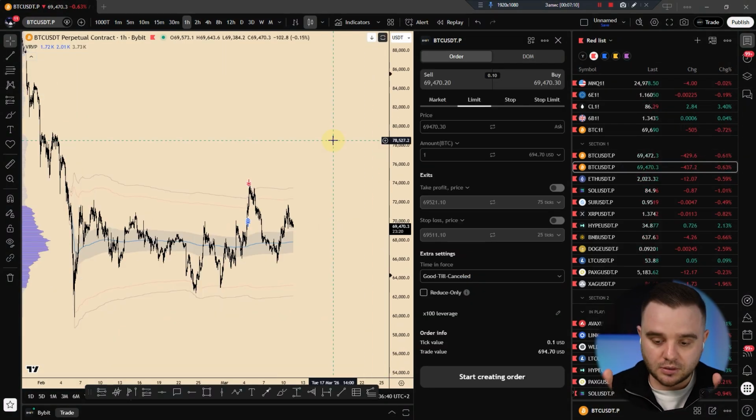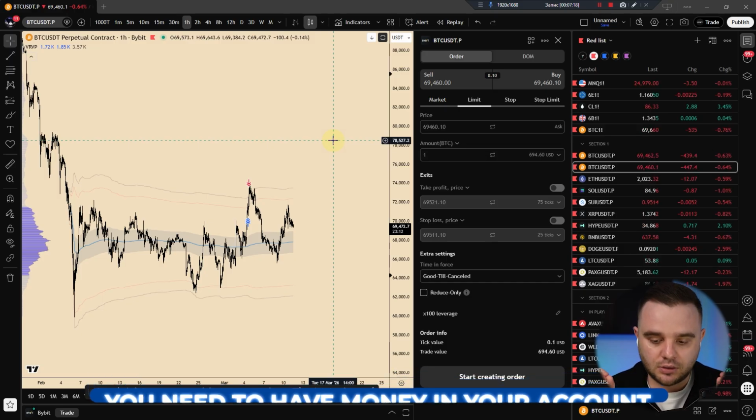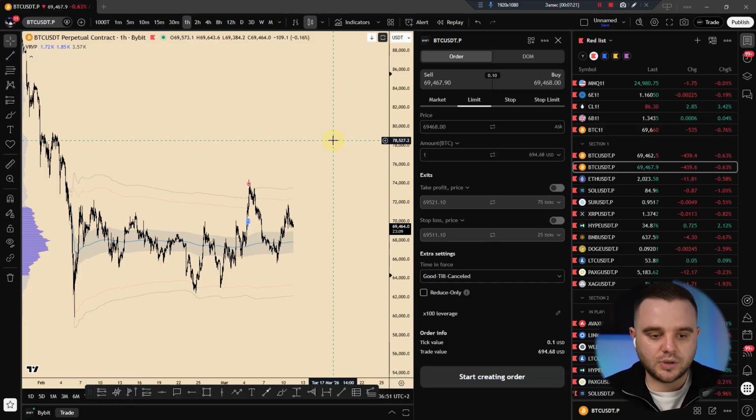Remember, before you start taking trades, you need to have money on your account. When you have it, good. After that, let's do some trades on BTC and also on other coins.